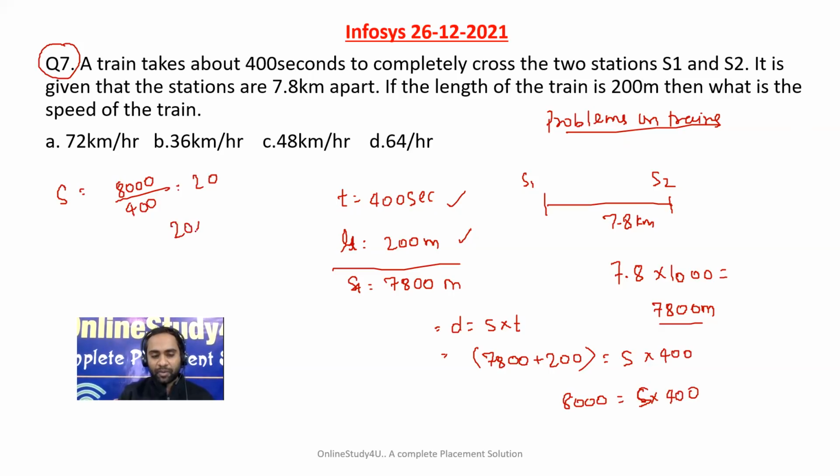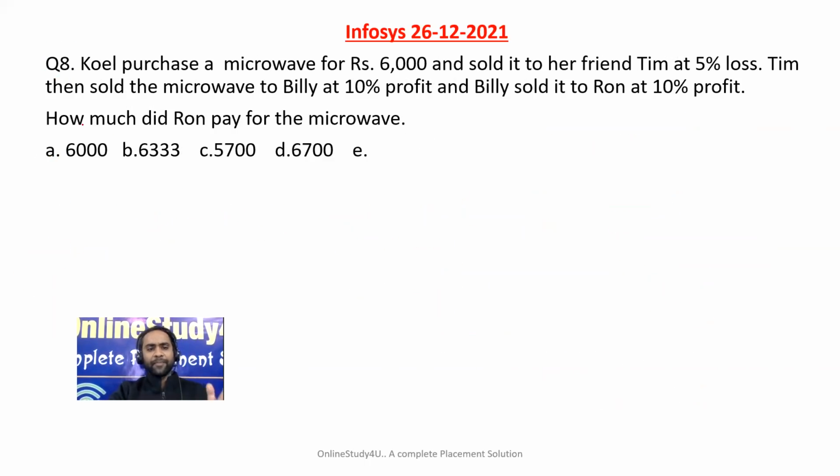So speed in kilometers per hour will be multiplied by 18 by 5. When we convert meters per second into kilometers per hour, we multiply by 18 by 5. This we already know. So 18 into 4 will be 72 kilometers per hour. So option A will be the correct answer. I will discuss with you after solving all these questions.